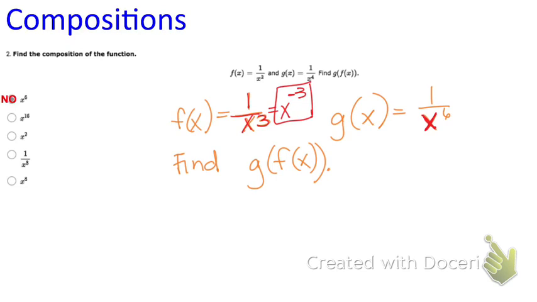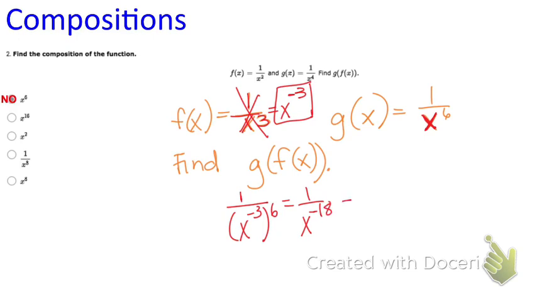Remember, if you have a negative exponent, you can take that negative sign off and then move it all down to the denominator. So that's the same thing. So now I can put it inside the g of x. So I have 1 over, instead of x, I'm going to put x to the negative third to the 6th power. Now remember, if you have an exponent raised to a power, that's when you multiply. So this is the same as 1 over x to the negative 18th power.